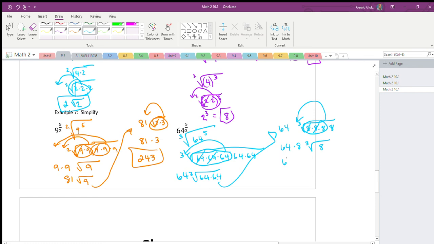But I know that 8 is the same as 2 times 2 times 2. So I got 3 2's. 2 go away, 1 comes out, so I'll end up with 64 times 8 times 2, nothing left on the inside, so 64 times 8 times 2, and you get 1024. And that's it for the notes.